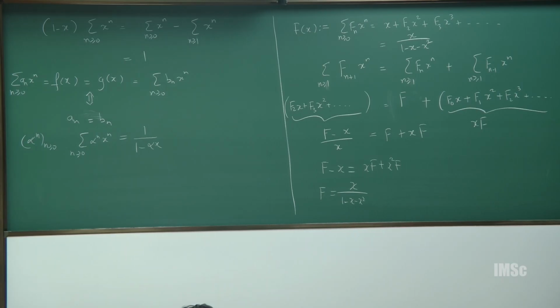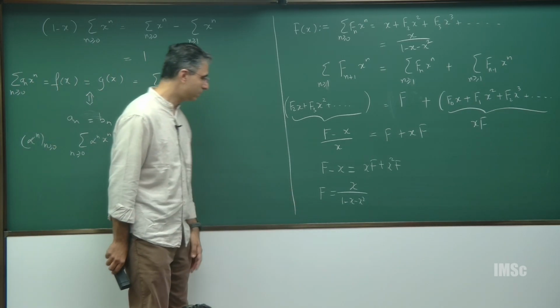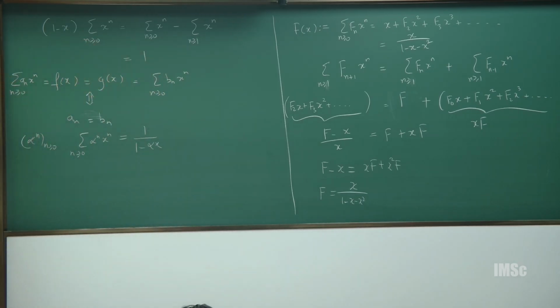So, now we still do not have this, right. We are trying to get a formula for the nth Fibonacci number. What you have got is a closed form expression for the generating function for the Fibonacci sequence. So, how do you go from there to this?